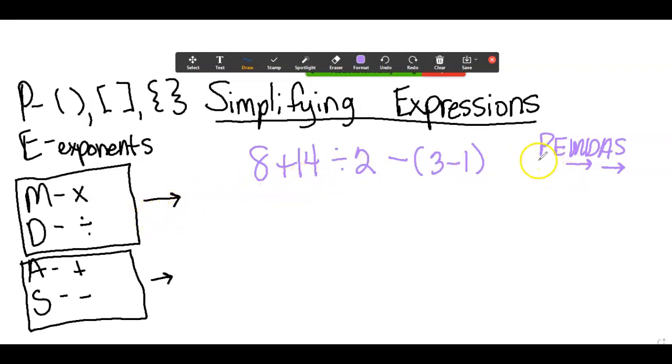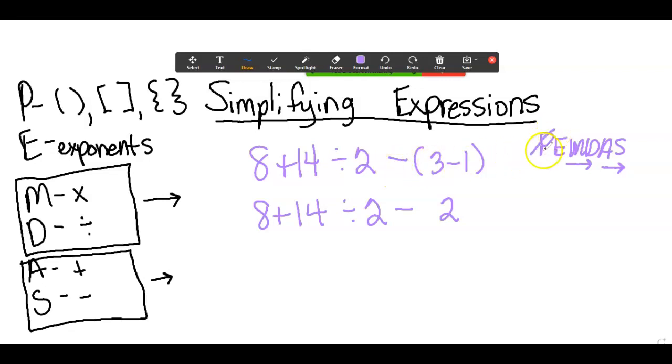So I know parentheses have to come first. So that means 3 minus 1 is first. Well, 3 minus 1 is 2. Now I have to rewrite everything I did not use. So I did not use any of these numbers or operations. Okay, notice I didn't use this yet as part of my 3 minus 1. I used this operation, but not this one.